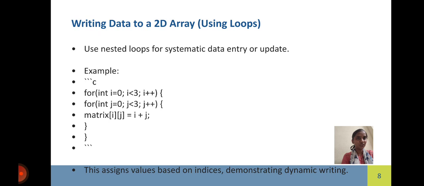i belongs to rows, open brace. For integer j equals 0, j less than 3, j plus plus, open brace. matrix[i][j], where i belongs to rows and j belongs to columns, equals i plus j, row plus column, close brace, close brace. This example shows how to write to a 2D array.